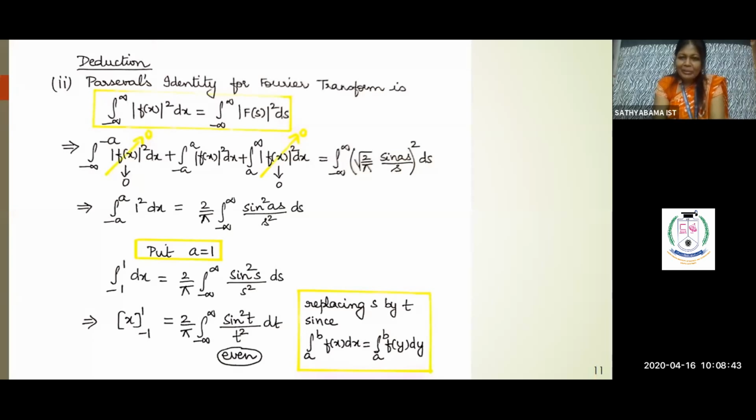Okay. So we've come to the end. All right. See, look at the last step. What did I do? I put a equal to 1 because I didn't want that a, and a is just a constant. I can give value for a. So when I put a equal to 1, this is what I get. So left hand side, I integrate it. Okay. Now look at the right hand side.